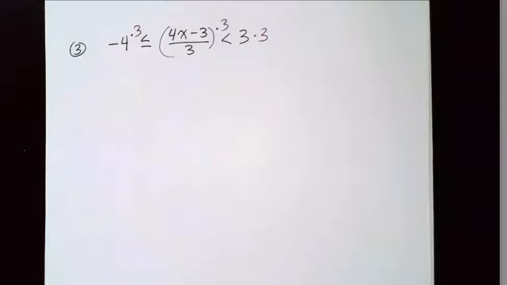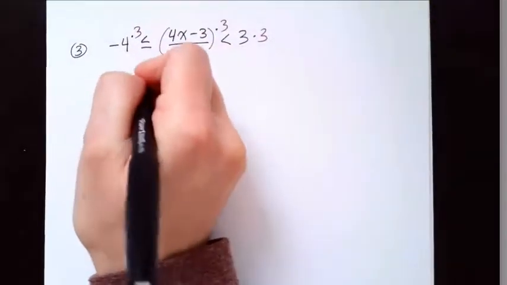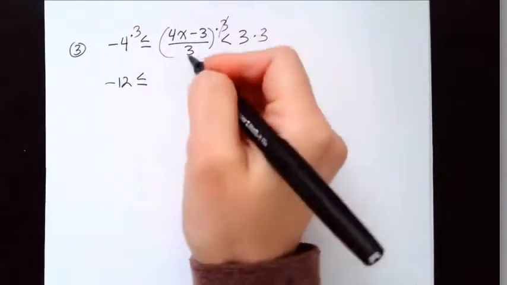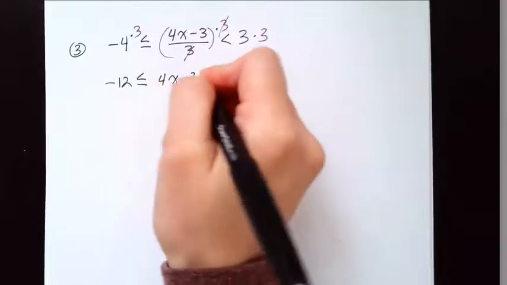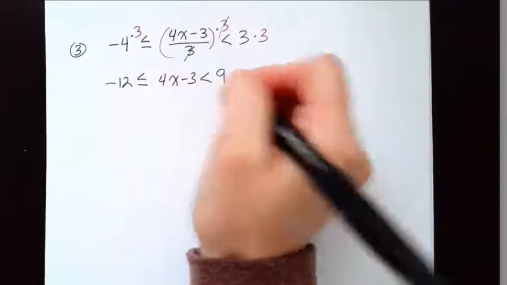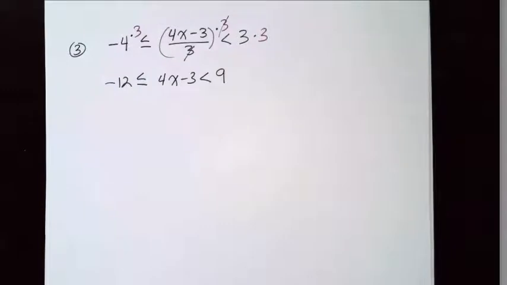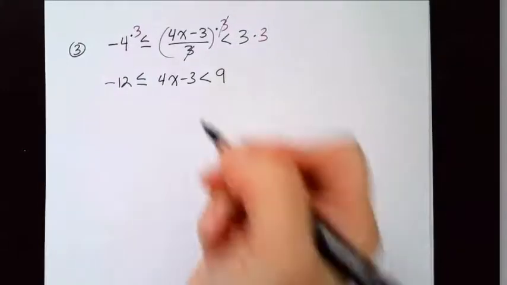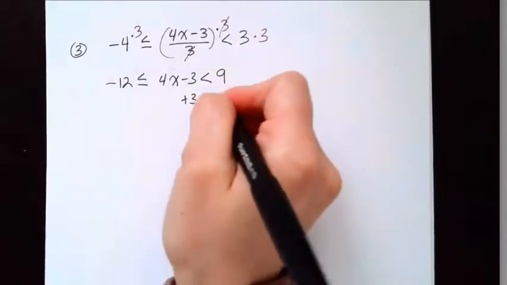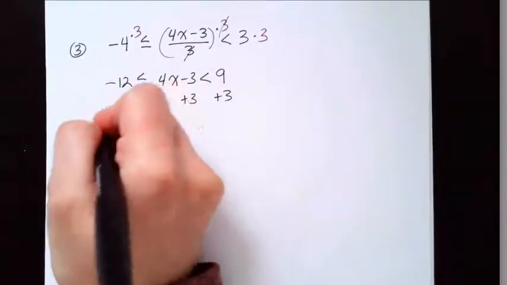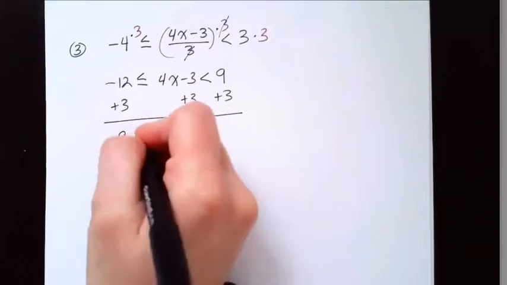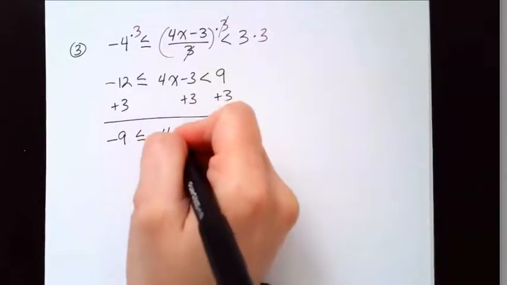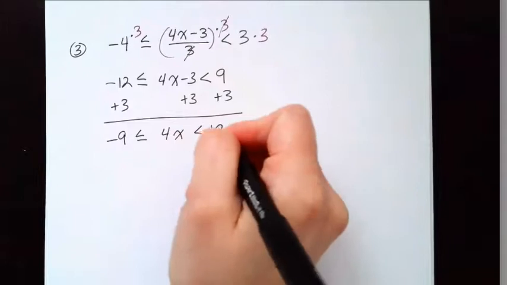So then my inequality reads -12 is less than or equal to, the 3 here cancels with the 3 below, so I have 4x minus 3 in between is less than 9. Again, my goal is to get the x in that middle section, so I'll add 3 to all 3 sides. -12 plus 3 is -9, is less than or equal to 4x, which is less than 12.